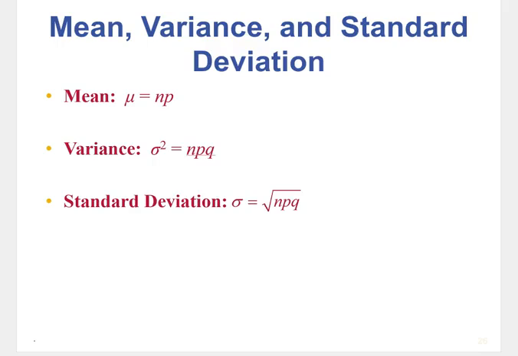So if you want to find the mean, all you have to do is take your N and multiply it by your P. That's it, and then you're done. If you want to find the variance, you just take N times P times Q, and that's your variance. And if you want to find the standard deviation, you just take the square root of your variance. So the square root of N times P times Q. So very simple formulas to use, which makes our lives so much easier.